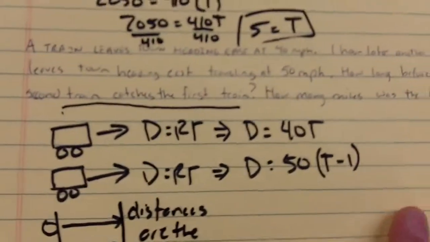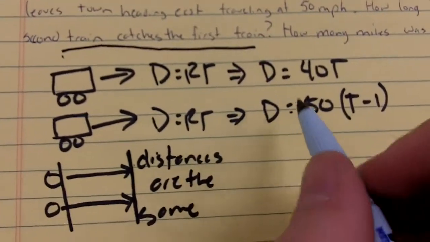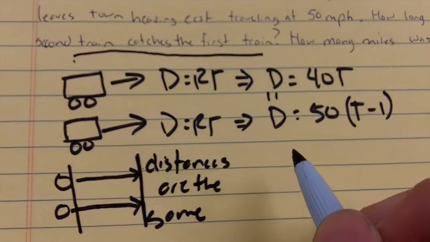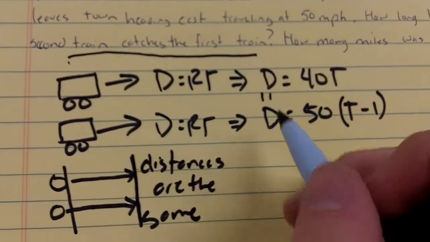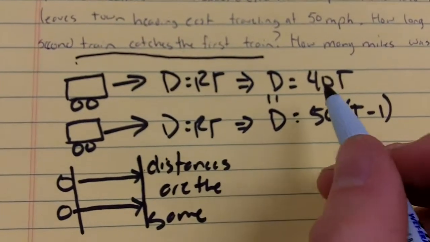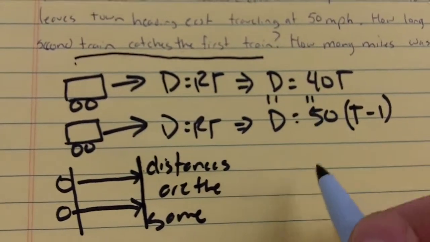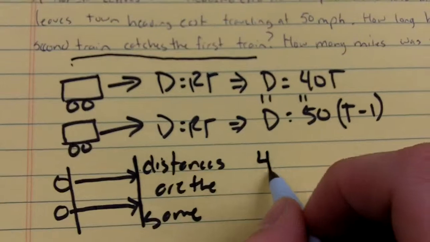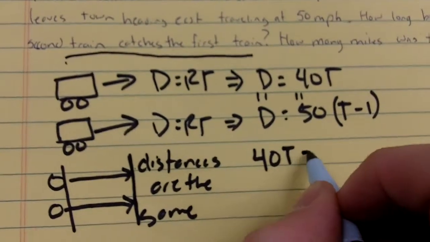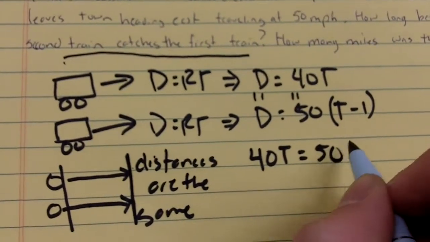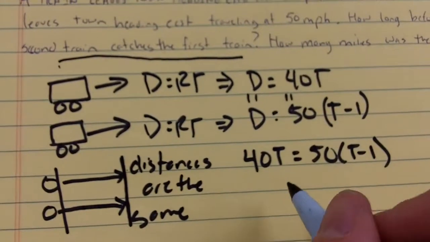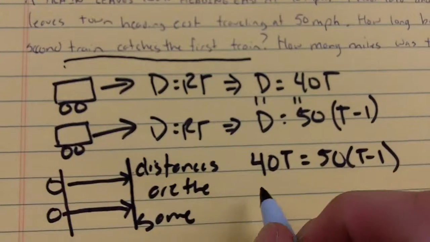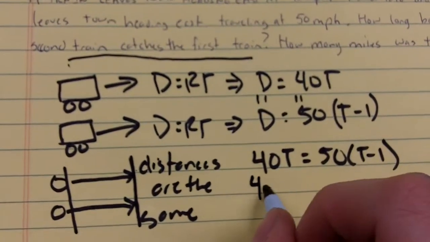If my distances are the same, then look what I can do. That means these two distances are the same. But all these things are equal. 40t equals d. Well, d equals d. D equals 50t minus 1. Which means 40t equals 50t minus 1. Since their distances are the same, I can set these two equations equal to each other. One equation, one variable. This is easy money.